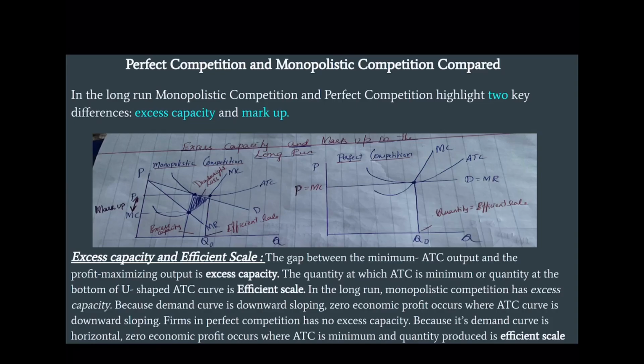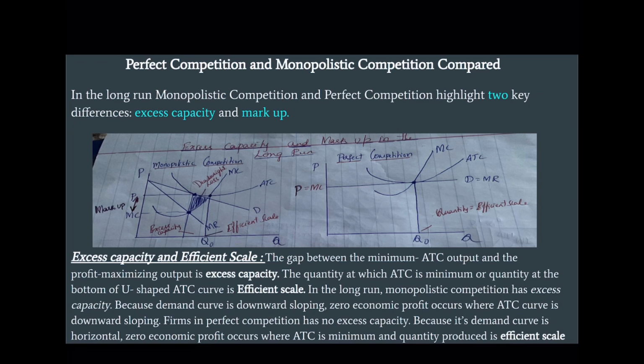Perfect competition and monopolistic competition compared. In the long run, monopolistic competition and perfect competition highlight two key differences: excess capacity and markup. Excess capacity and efficient scale. The gap between minimum ATC output and profit maximizing output is excess capacity. The quantity at which ATC is minimum, or the quantity at the bottom of the U-shaped ATC curve, is efficient scale.